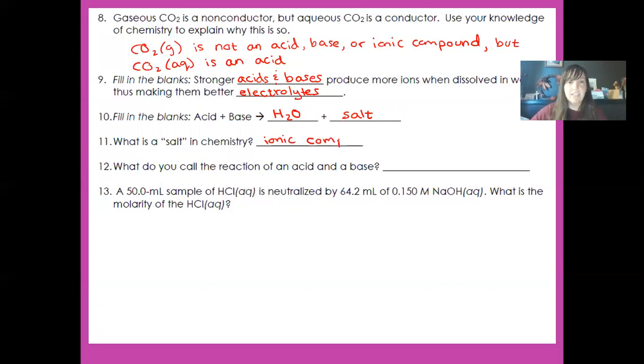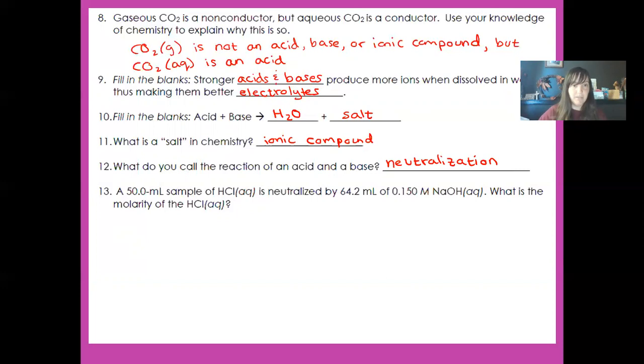And in a neutralization reaction, it's always the leftovers from the acid and base that are not the H plus or the OH minus. Okay, what do you call this reaction of an acid and base? It's called a neutralization because it neutralizes the acid and base, and the products, water and salt, have a pH of 7, neutral.